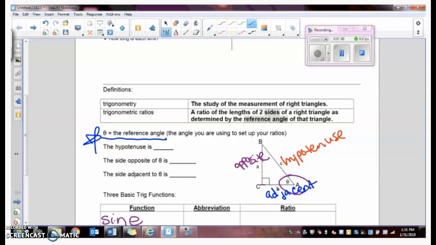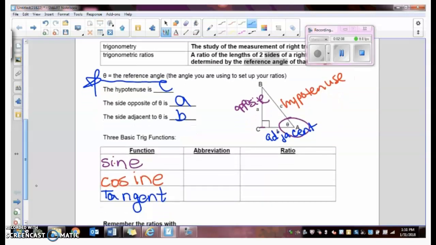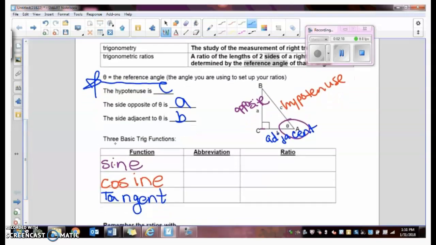So in this case, let's take a look here. The hypotenuse is going to be the little lowercase c, also known as side AB. The side opposite to that angle is the lowercase a. And the adjacent is going to be the lowercase b. If you want to label them as BC, AC, AB, that's fine too.